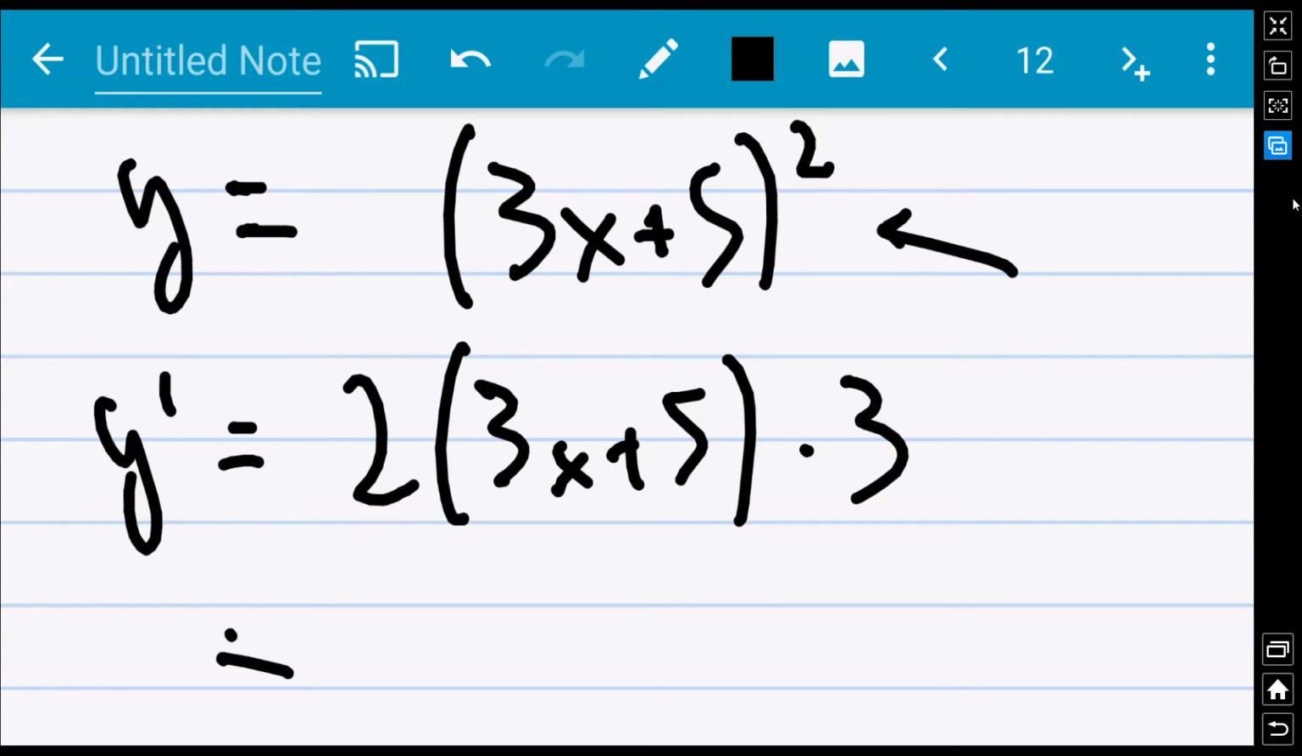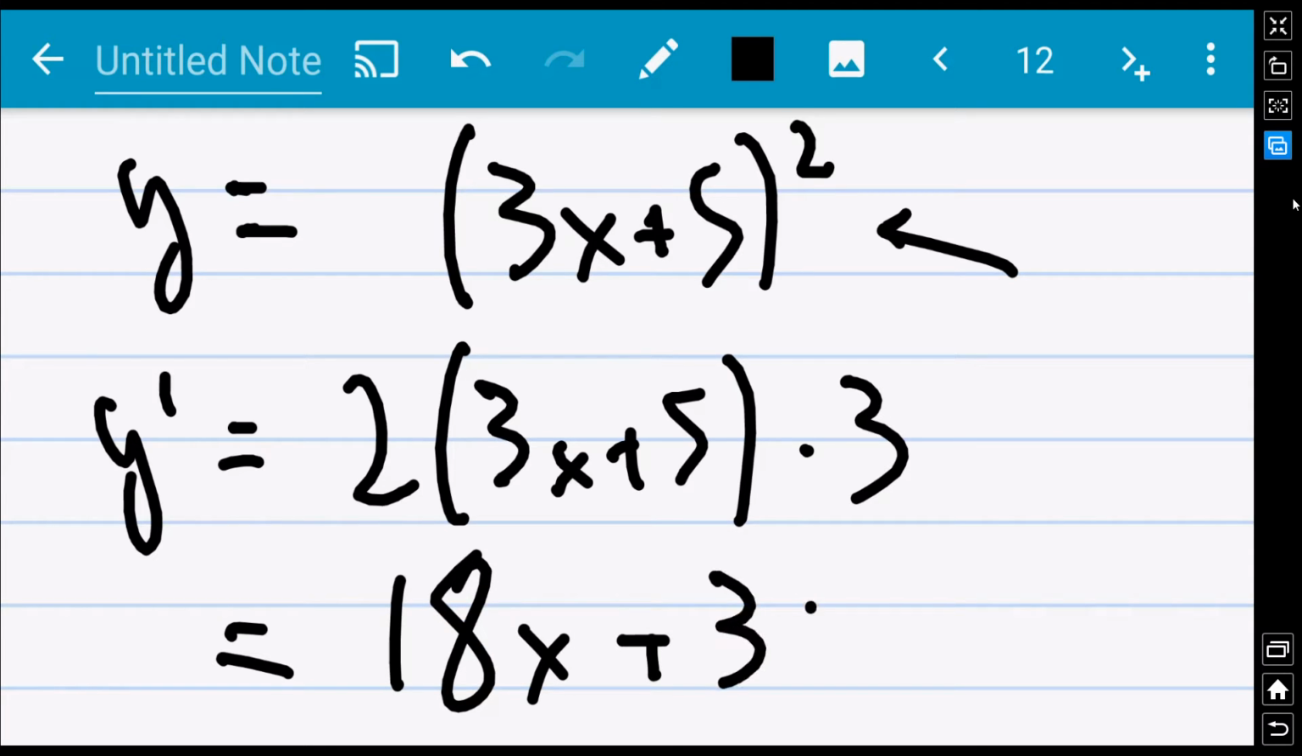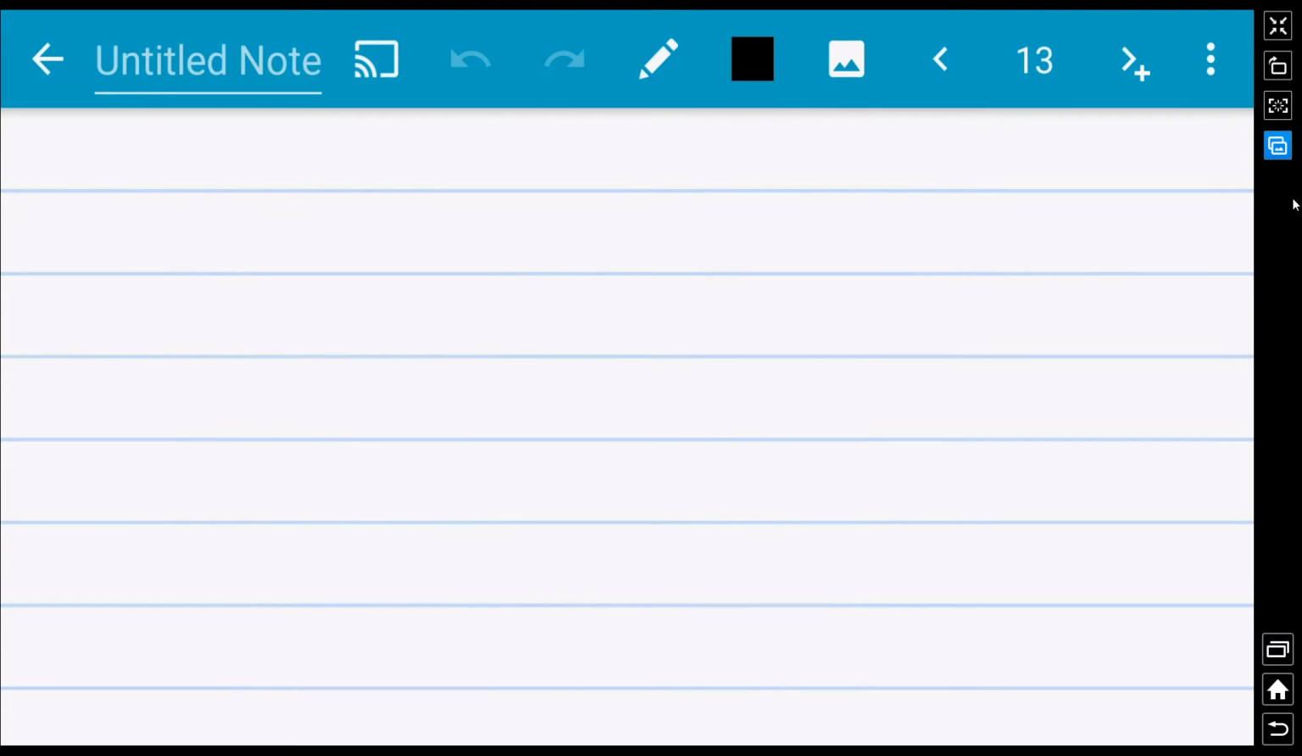So then you get, it's going to be 6. 6 times 3 is 18x plus 30. This is it. I'll expand it and all. So that was easier. Now let me introduce again e to the x.